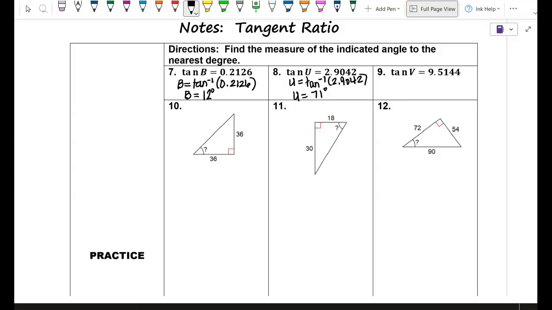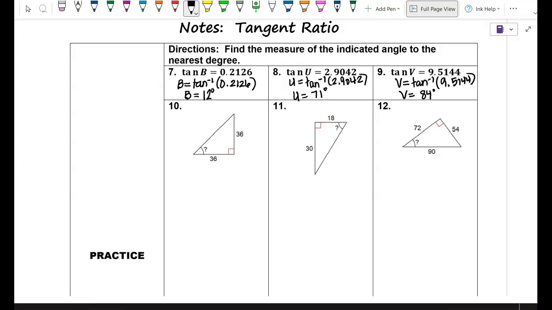Number 9, the tangent of V equals 9.5144, which means that V is going to equal the inverse tangent of 9.5144. So if I put that in my calculator, rounded to the nearest degree, what is my answer here? You should get 84 degrees. Now, that's if they just give it to me in that form where they already give me the ratio.